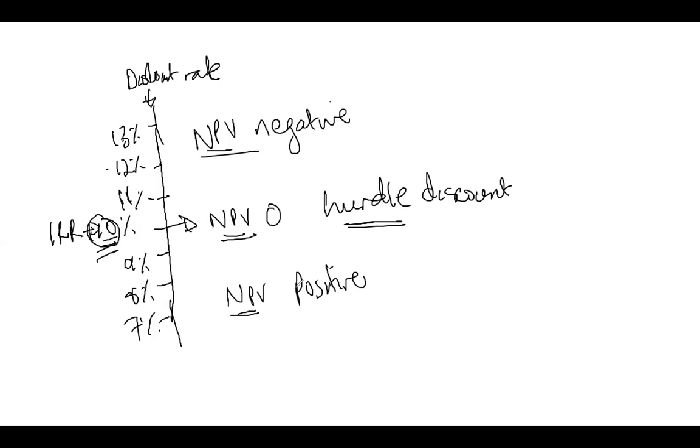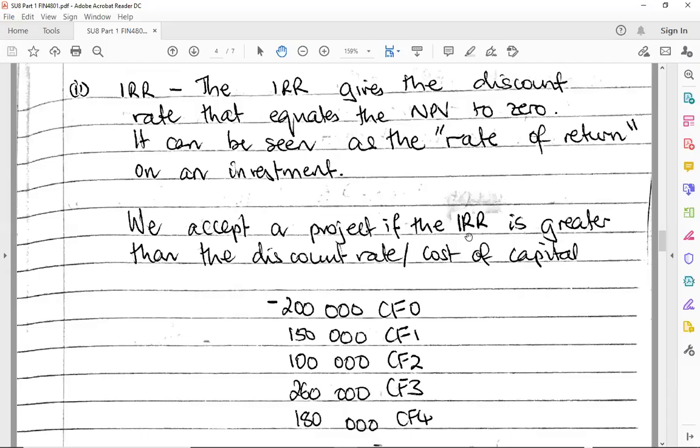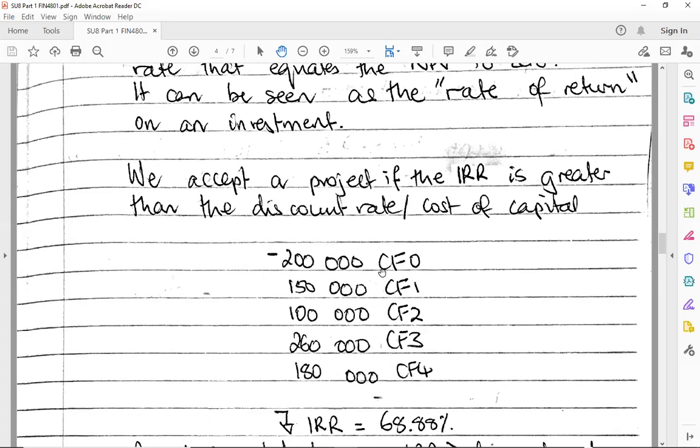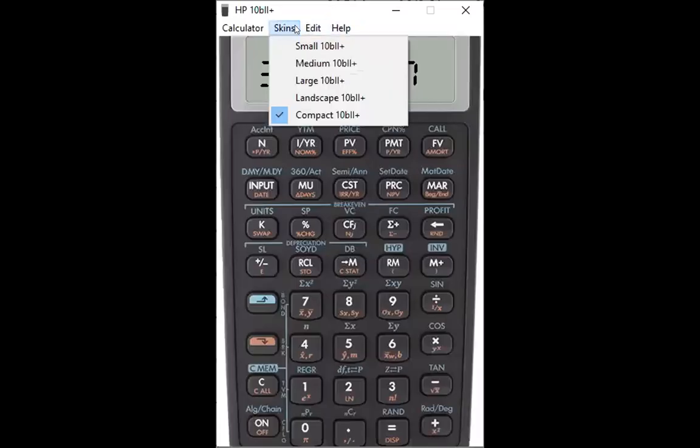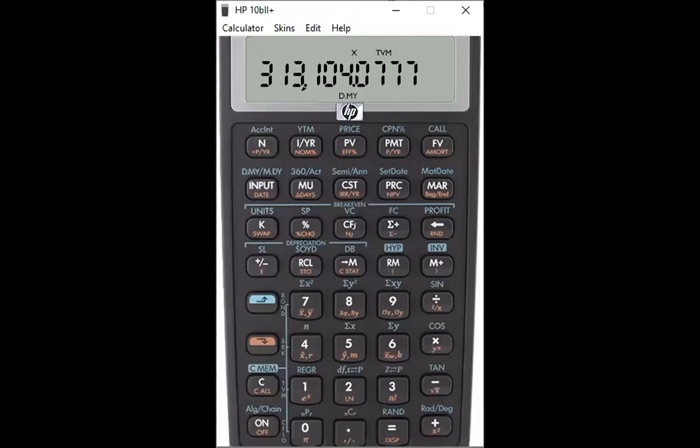So when we're trying to decide which capital projects to invest in, we invest in a capital project if the internal rate of return is greater than the discount rate, and we reject a capital project if the internal rate of return is less than the discount rate. So we can do a calculation just to illustrate how to calculate the internal rate of return. It's very similar to the approach you would use to get the NPV.